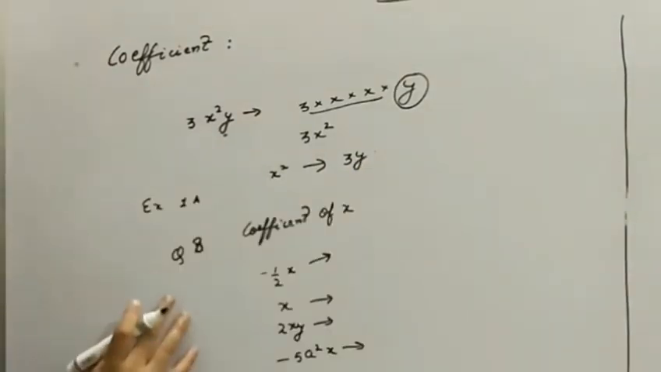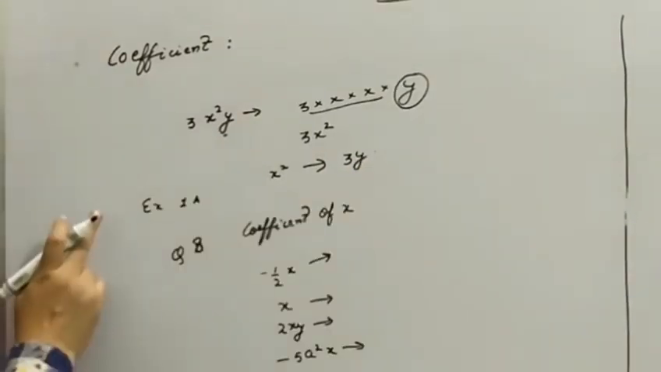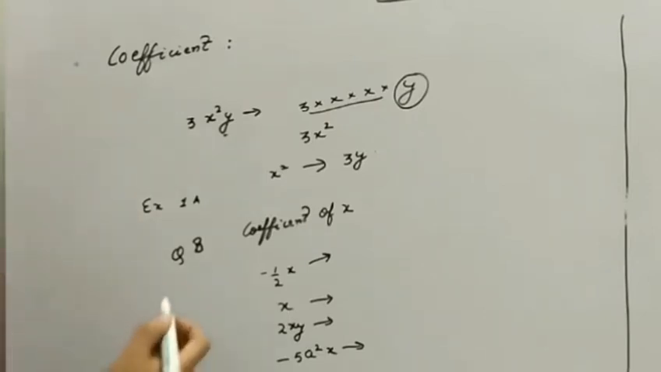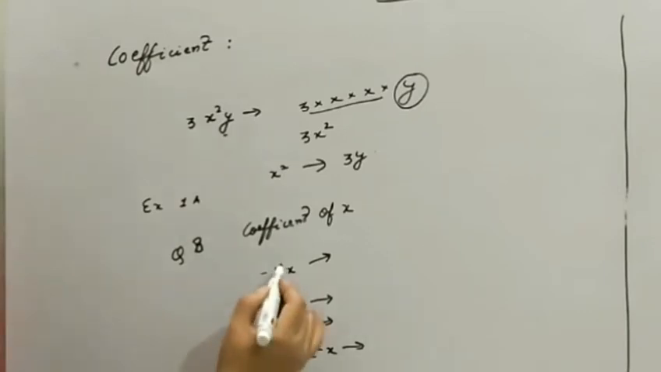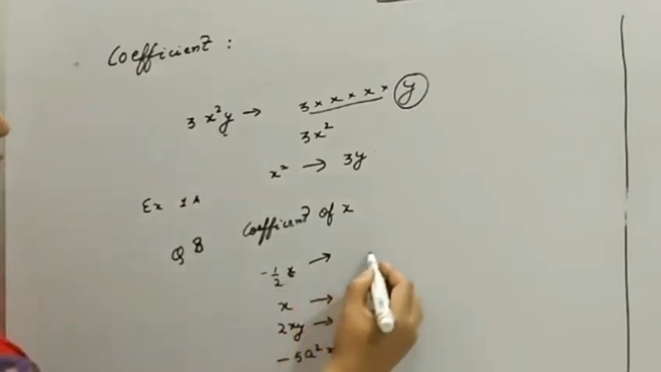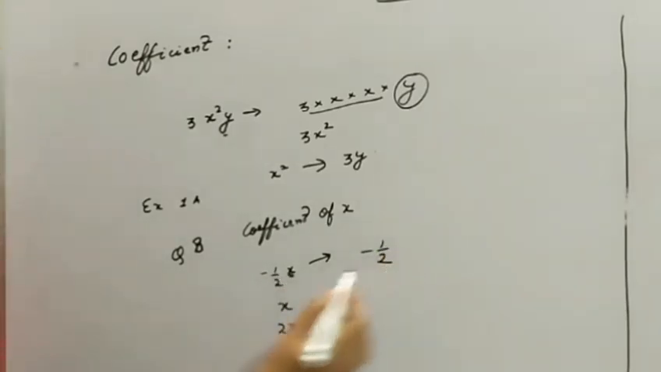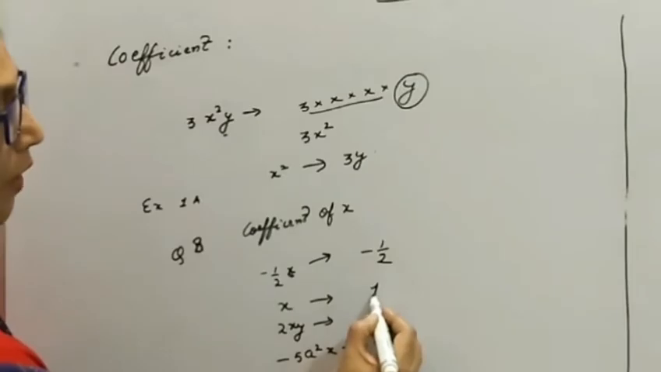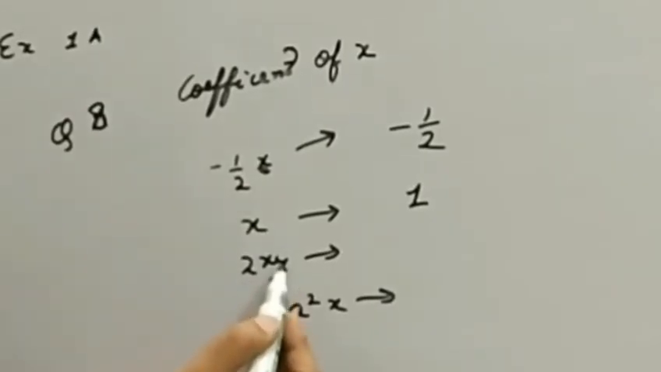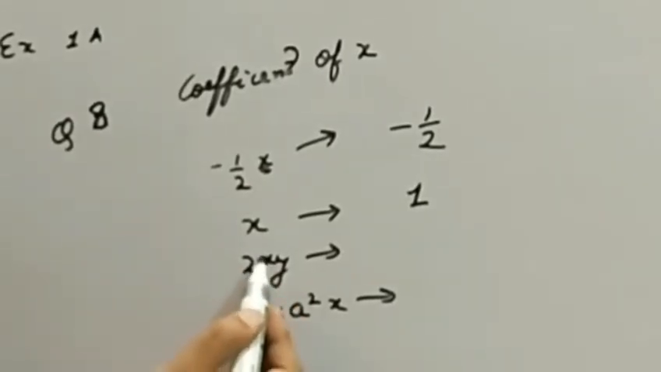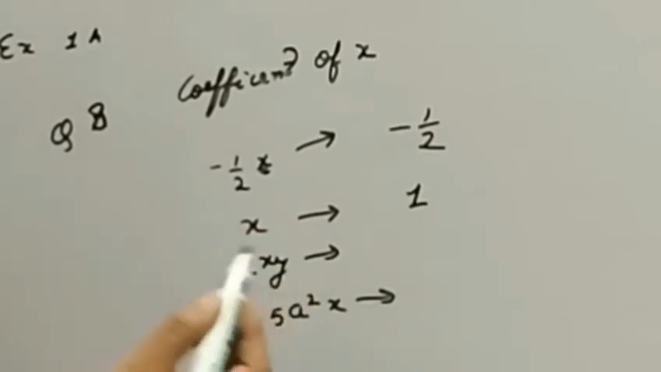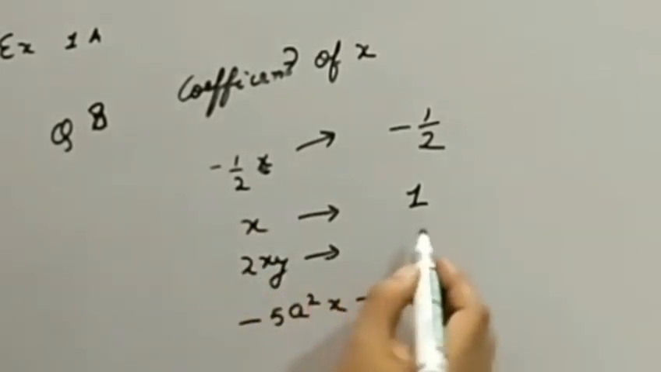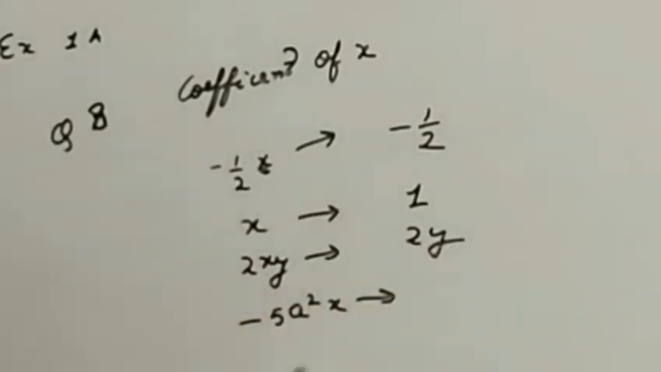Let me make it more clear with the help of an example from exercise 1A, question 8. Question is, write the coefficient of x in the following. In the first case, if you remove x, what factor is left? Minus 1 by 2. So minus 1 by 2 is the coefficient of x. Here you see x into 1. So what is the coefficient of x? 1. Next term is 2xy. To find the coefficient of x, remove x and find the product of the other factors, which is 2 into y. 2y is the coefficient of x.